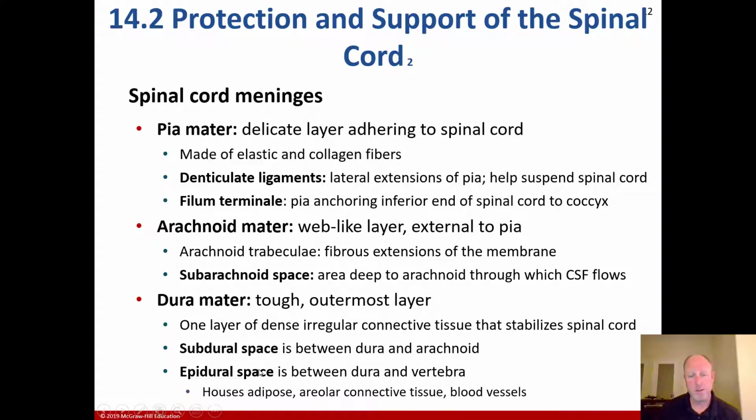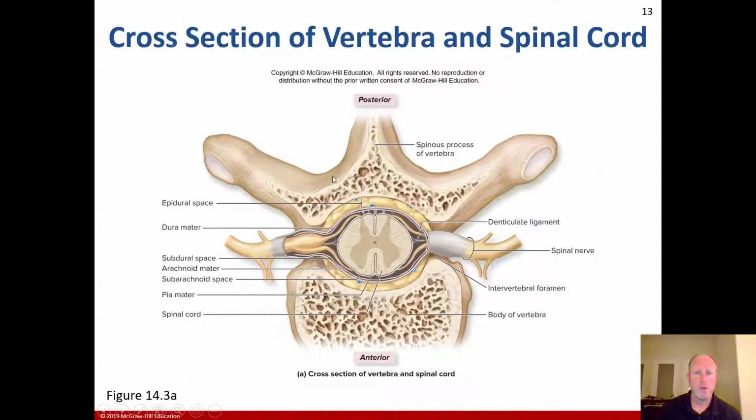That's where it goes. That's why it's called getting an epidural. It's between the dura and the vertebra. It houses the adipose or areolar connective tissue and blood vessels. So here we have a picture of our cross-section of our vertebra and the spinal cord, posterior and the anterior.